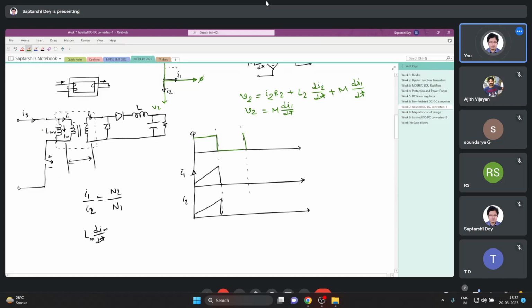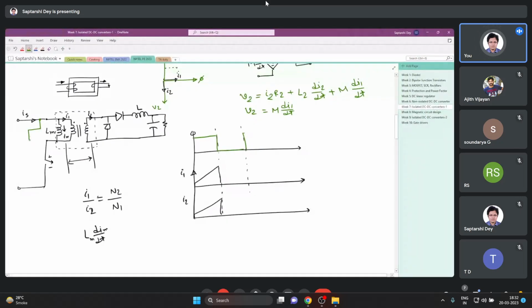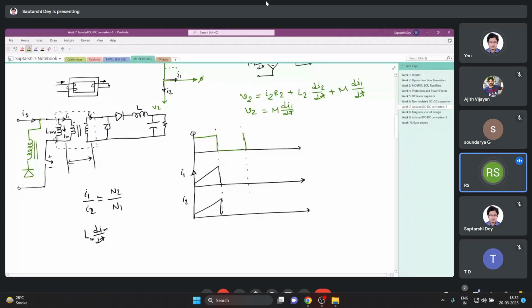How to give it a path to flow? The best way is to give it through another winding, the tertiary winding of the transformer. Remember, this is wound on the same core. So these three windings are on the same core. And what we want, let me remove the diode for now, is for this power to go back to the source.